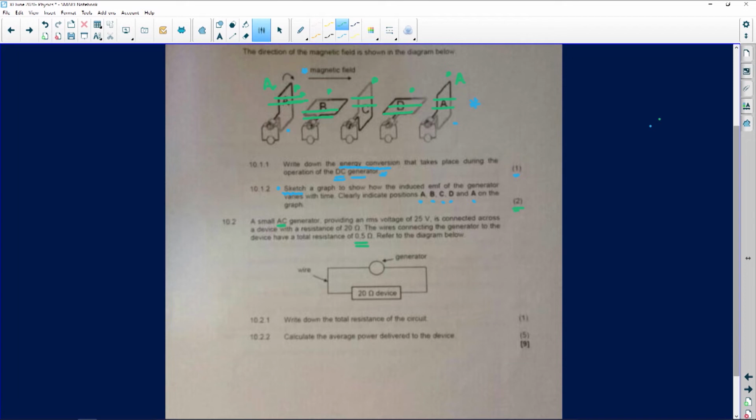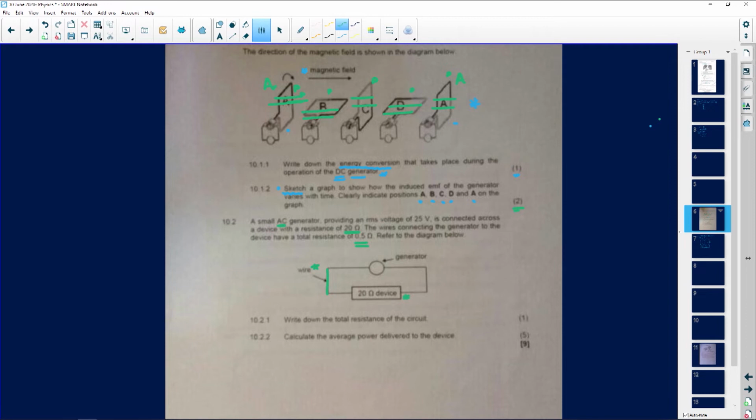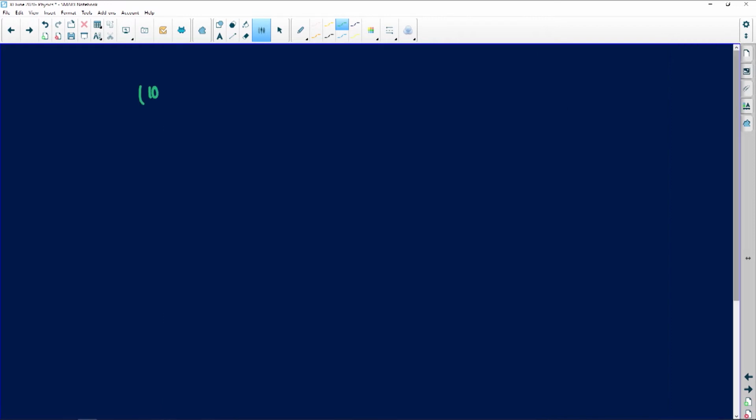Now this is the diagram that we're given, and I just want to make that in color. That is the wire that we are given. So the first one, only for 1 mark, says write down the total resistance of the circuit. They're telling us it's connected across a device with a resistance of 20 ohms. So I'm going to add this one and this one together because we have a device and then we also have a wire. So that's very easy. It's for 1 mark. And that is 10.2.1. So I'm going to add 20 ohms to 0.5 ohms. Okay, we can really do this from the top of my head. I'm going to get 20.5 ohms. That is the total resistance of the circuit.